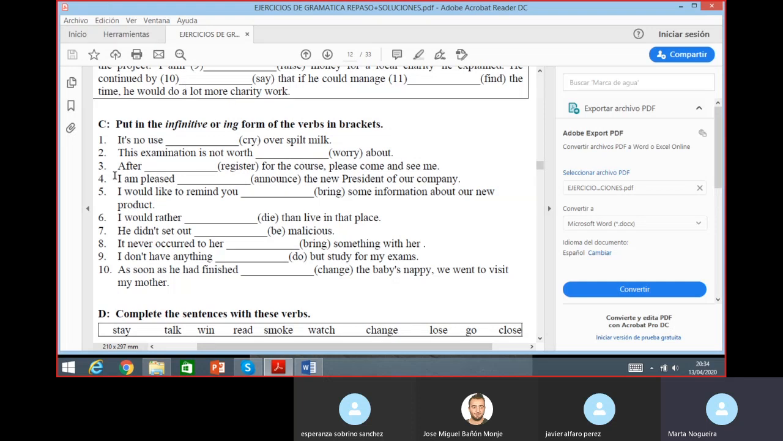Number three, after registering for the course, please come and see me. So because we have a preposition. I am pleased, estoy satisfecho o satisfecha, to announce the new president of our company. To announce, please to. I would like to remind you to bring, remind, recordar, some information about our new product.